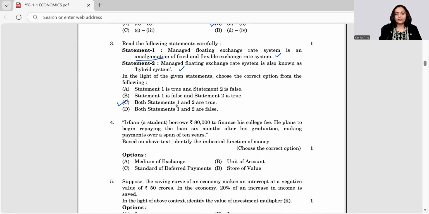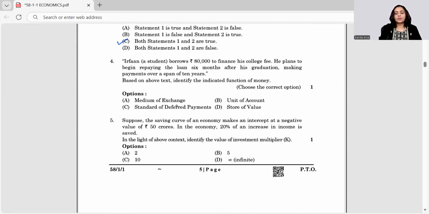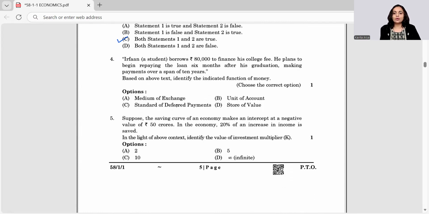Moving ahead. Fourth question. Irfan, a student, borrows rupees 80,000 to finance his college fee. He plans to begin repaying this loan 6 months after his graduation, making payments over a span of 10 years. Based on the above text, identify the indicated function of money. It's a clear question and clear answer because the money would be taken now and would be repaid in next 10 years of his graduation. So we're talking about deferred payments. So the answer is the standard of deferred payments.